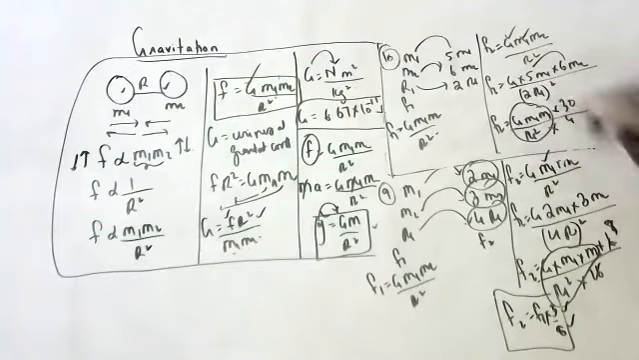This is what, children? F1. So F2 is equal to F1 into 15 by 2. The force is becoming 15 by 2 times the original.